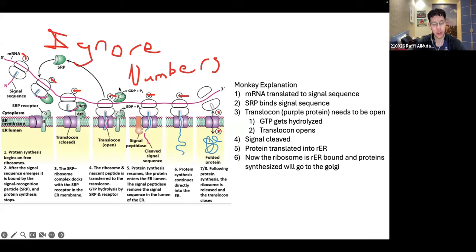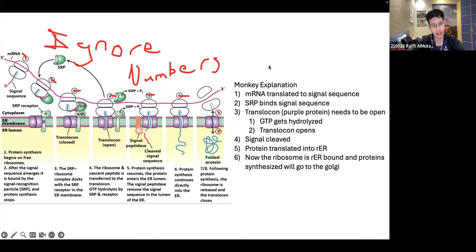How do we open this channel? We hydrolyze the GTP into GDP, and this makes energy, causing the channel to open. And we essentially synthesize the protein inside here. We remove the signal, of course, the signal sequence that we made. And this is pretty much the process of how a ribosome becomes bound.